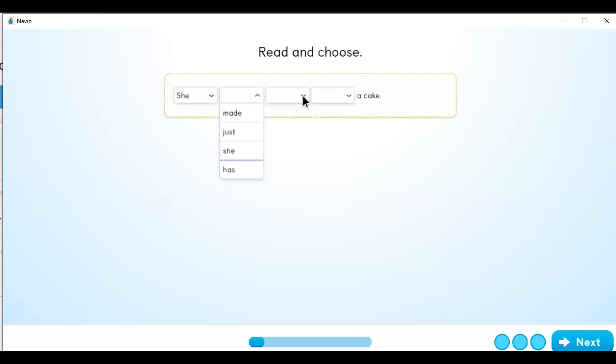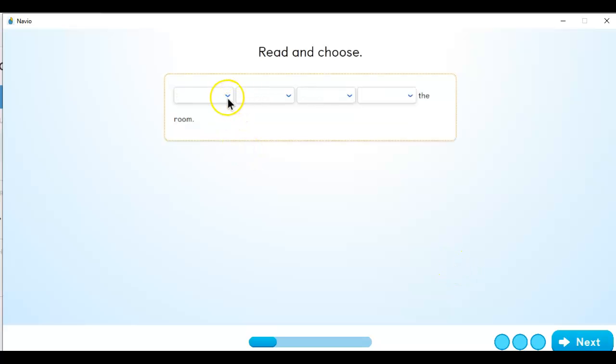Now we need to add the extra information, which will be just. And finally, the main action, the action which is made a cake. Do you understand? Let's see. Very good, it is right. I'm going to show you the next options again with this sentence.